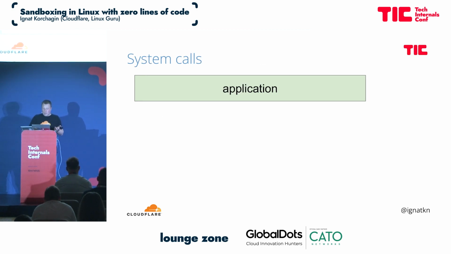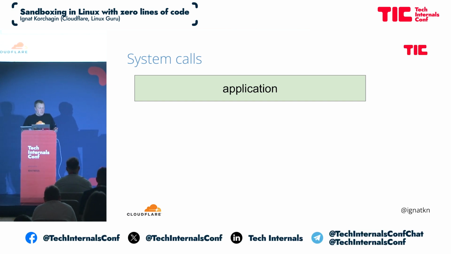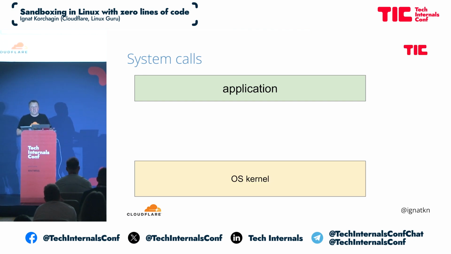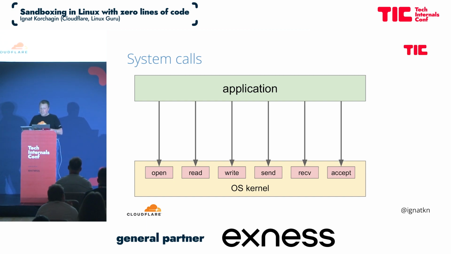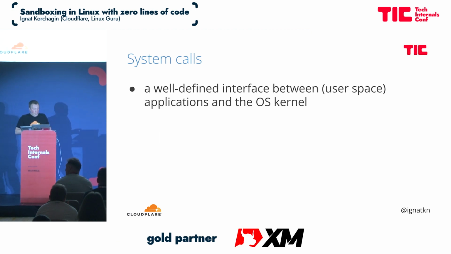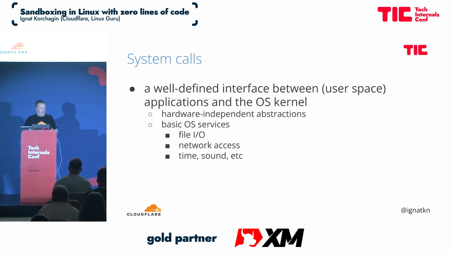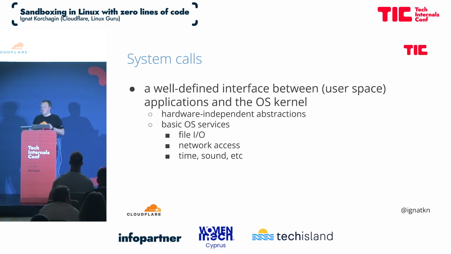So what are system calls then? The application needs to interact with the kernel, and system calls are just a set of interfaces, basically a kernel API, for how an application can interact with the Linux kernel. A system call is a simple, well-defined interface between the user space application and the operating system kernel. It provides you with hardware-independent abstractions and some basic operating system services like file I/O, network access, time, sound, etc.